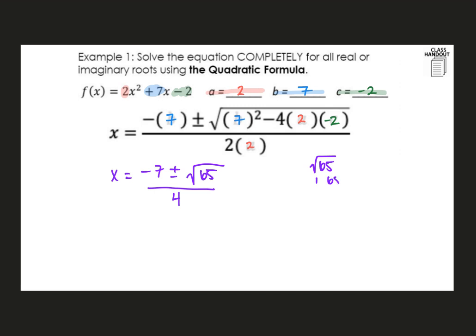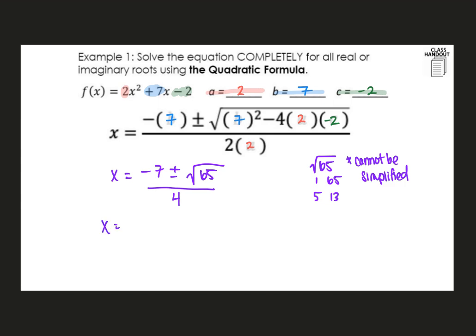So that's 1 and 65. The next numbers are 5 and 13, and those are the only factors. Looking at these, the only perfect square that we see is 1, and if the only perfect square is 1, that means our radical cannot be simplified. Which means that this is our fully simplified answer. So this is two distinct real solutions.